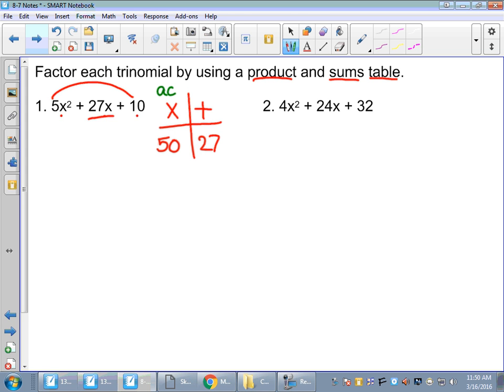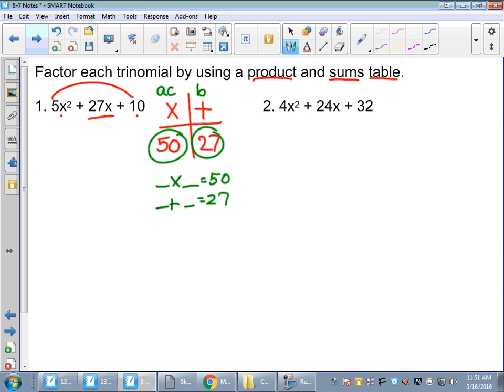To come up with your add number, it's your middle term, B, and you keep the signs with them. So everything was positive here. So I am looking for two numbers that multiply to give me 50, but also add to give me 27. It's like a little riddle. This is where that product sum page comes into play. So if you would find on that product sum page, your yellow sheet that I gave you, I want you to find 50.